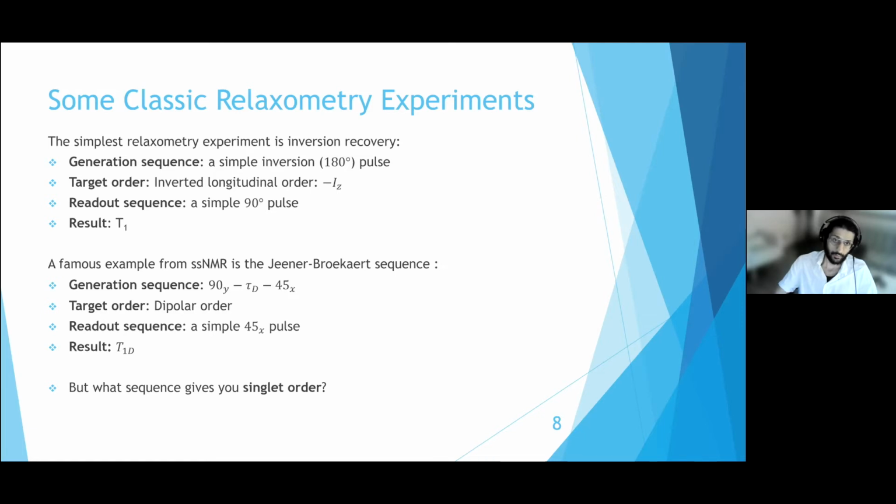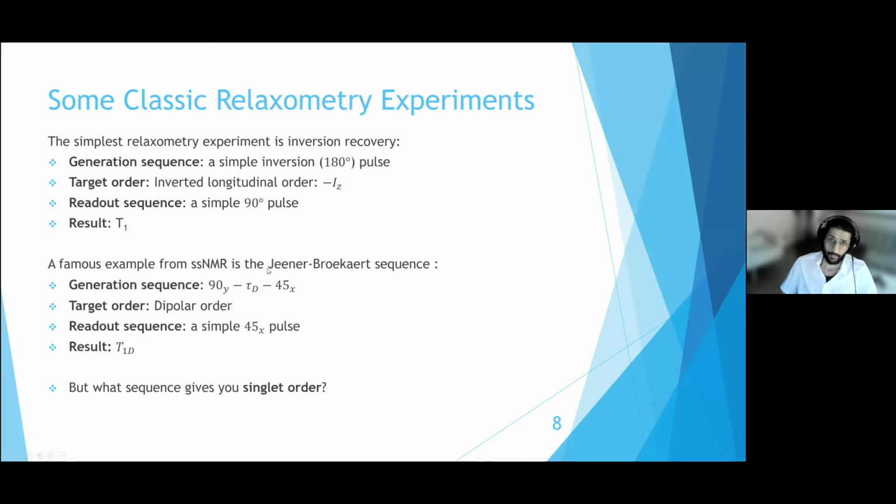And let's just go through these very classic, very basic relaxometry experiments just to get our philosophy in there. The inversion recovery experiment. The generation sequence is a very simple inversion pulse. You generate inverted longitudinal order and you read it out with a simple 90, that's it. And what do you get? You get a T1 as a function of the evolution time after the inversion pulse.